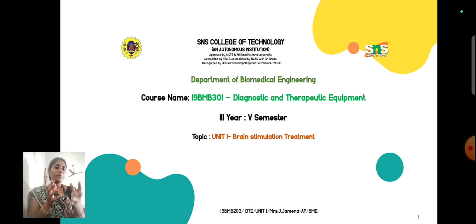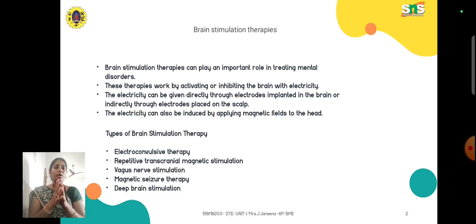Here we are going to stimulate the brain by means of some stimulation. Okay, so in this way we are going to treat or regulate the brain activity. That is the one-line definition of a brain stimulation treatment. Let's see in depth what brain stimulation therapies are.